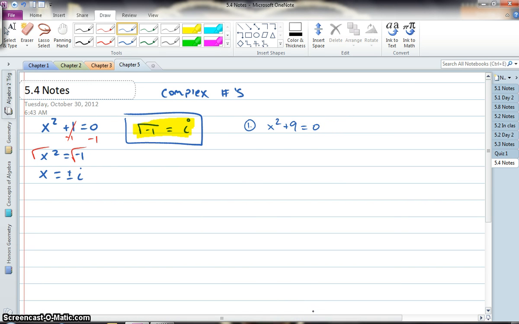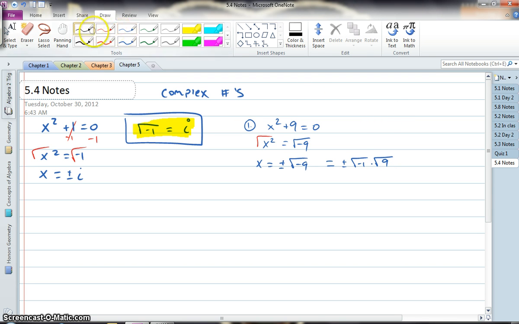All right, so we subtract 9 from each side and we get x squared equals negative 9. All right, now we square root both sides and we're left with x equals plus or minus the square root of negative 9. Now, you got to think about this very carefully. When you take this out, we have plus or minus the square root of negative 1 times the square root of 9. So you have to split it up.